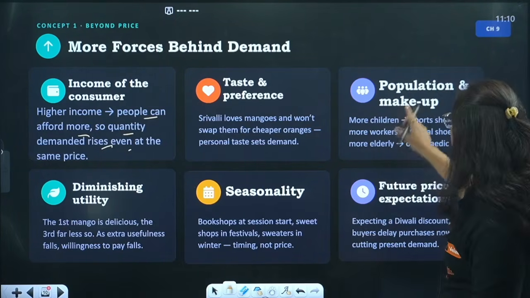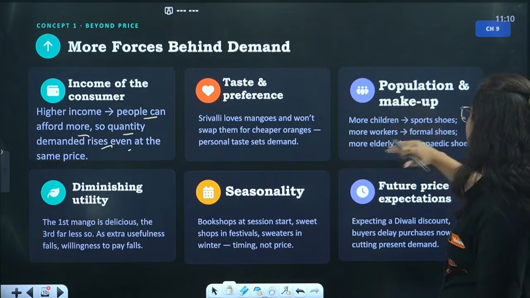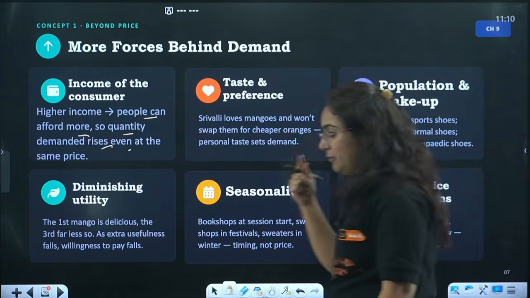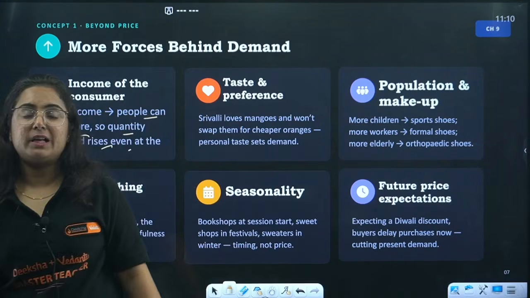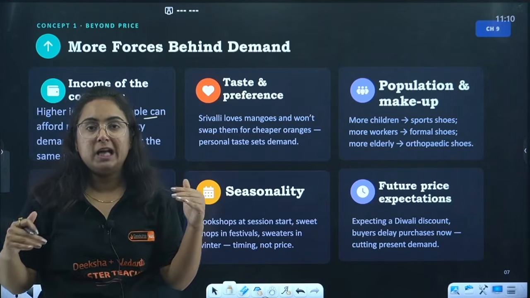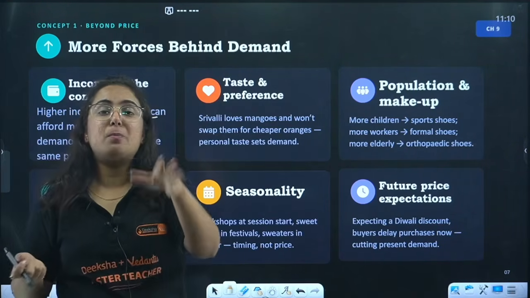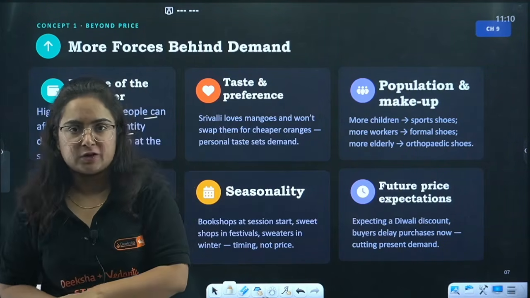So next is about population and makeup. More children, sports shoes. Yes, this is very interesting. So what happened now, beta, we have a group of people. I mean different age groups of people living in a country, right?